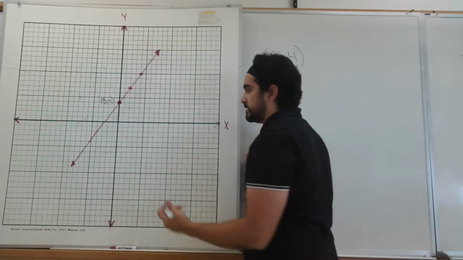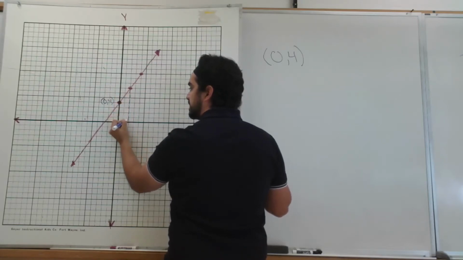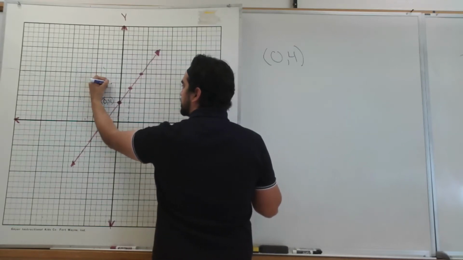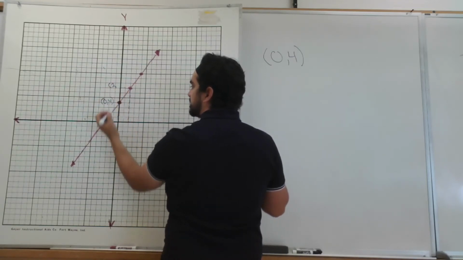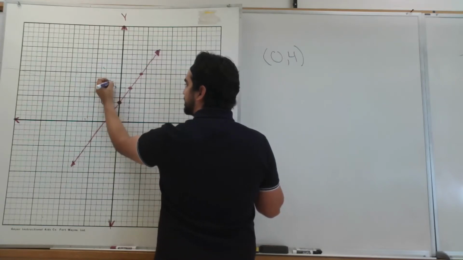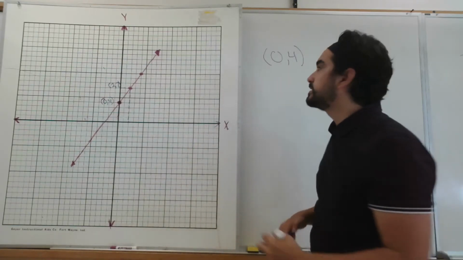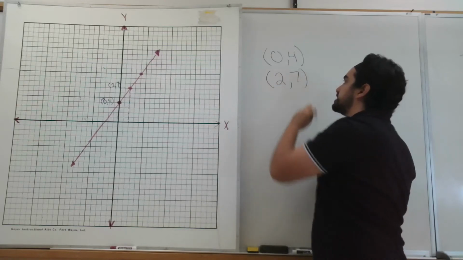Next thing. This is my next point. I'm going to draw dashes going down to my x-axis. And I know x is 1, 2, so it's going to be 2, comma, and then I'm going to draw to my y-axis, and it's going to be 1, 2, 3, 4, 5, 6, 7. So my point is 2, comma 7. And I'm going to write it on the side over here.